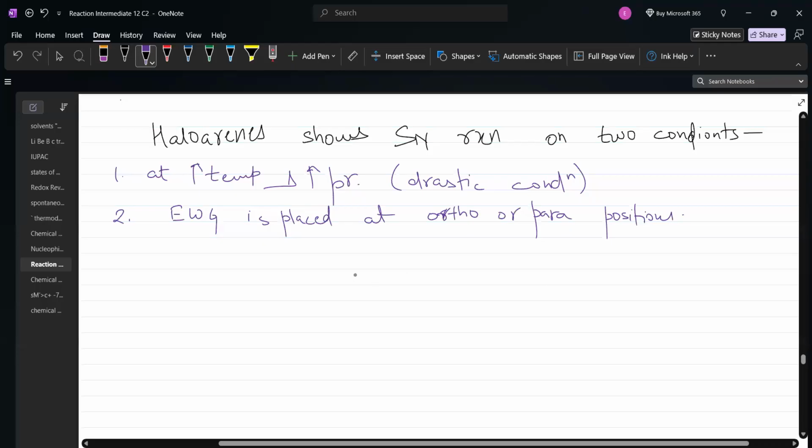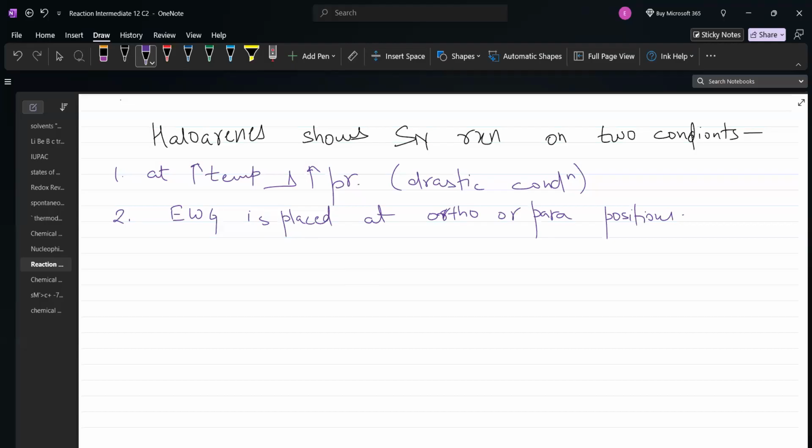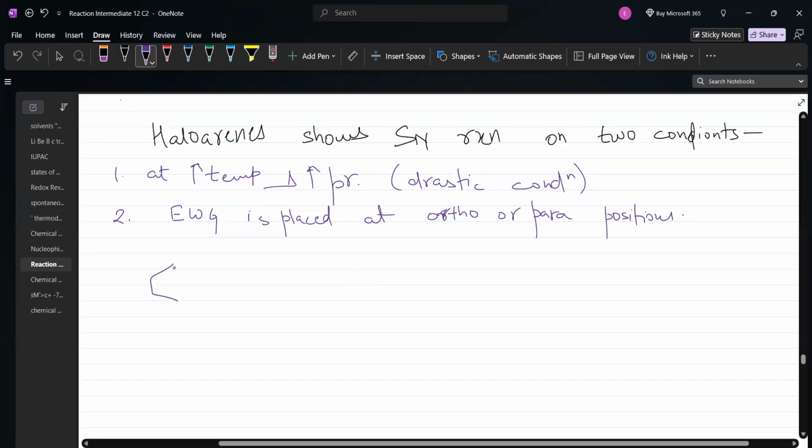Okay, electron withdrawing groups are placed at the ortho and para positions. These are the two reasons. Let's see the example. What are the drastic conditions here? For example, we have chlorine on the benzene ring, and we have aqueous NaOH as a reagent, at a high temperature of 623 Kelvin and a high pressure of 300 atm.